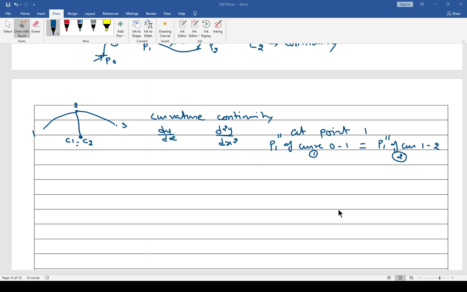Okay, so somebody wants it again. So curvature continuity means what? Basically the instantaneous center of both the curvatures should be the same. It is possible that if this is the curve and you have another curve something like this.